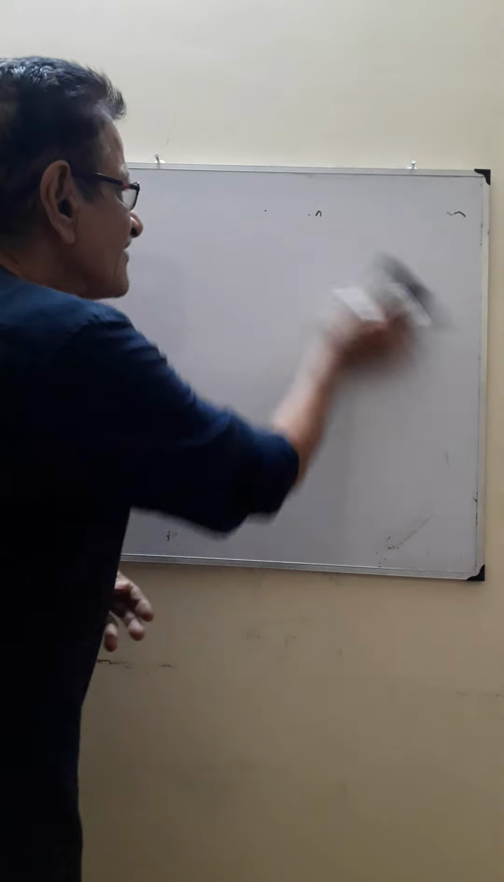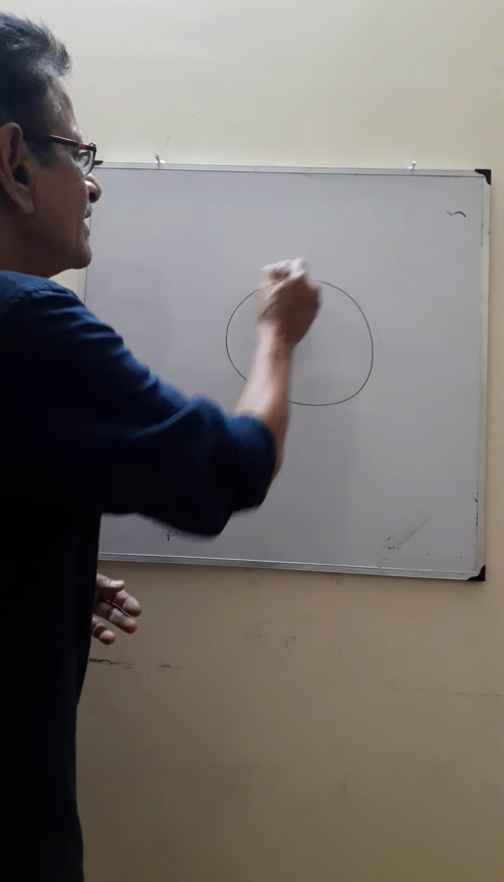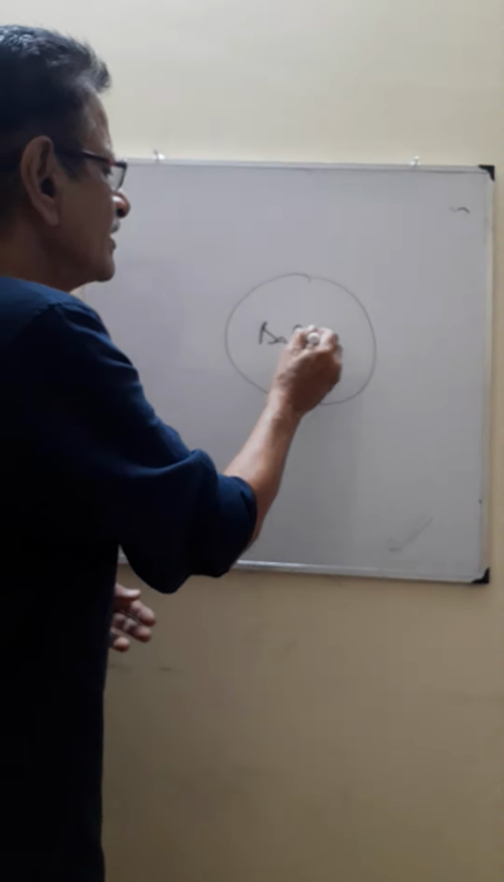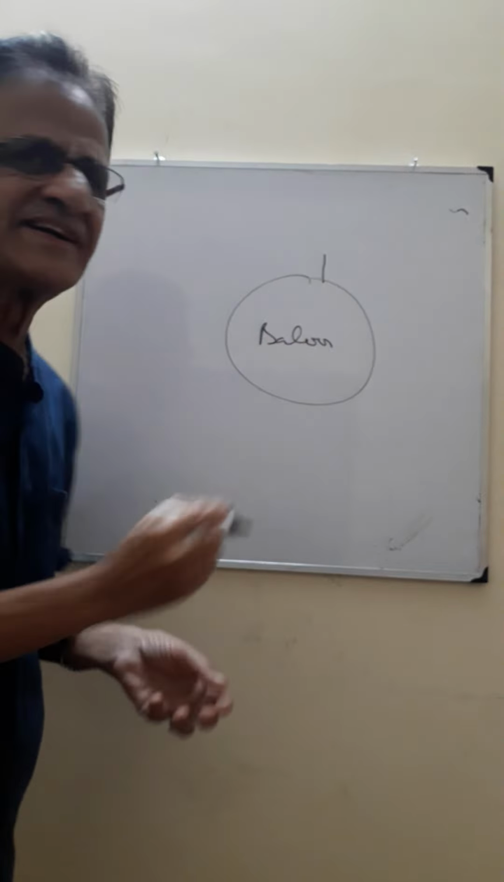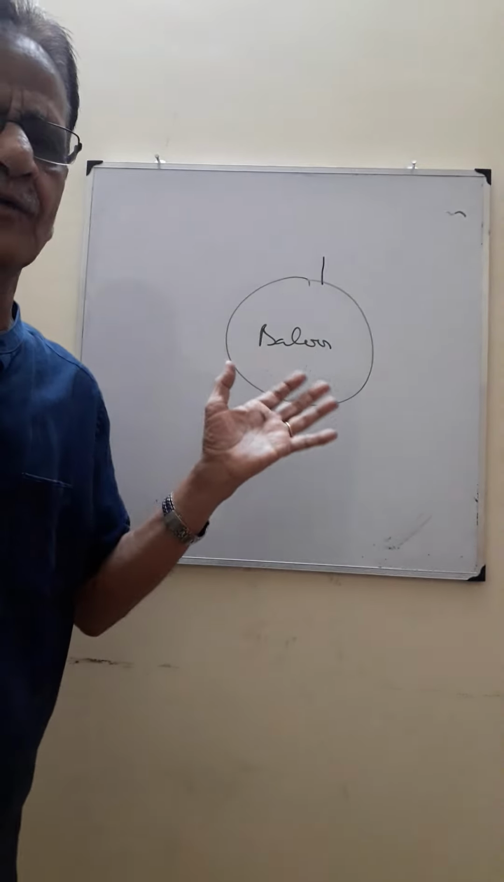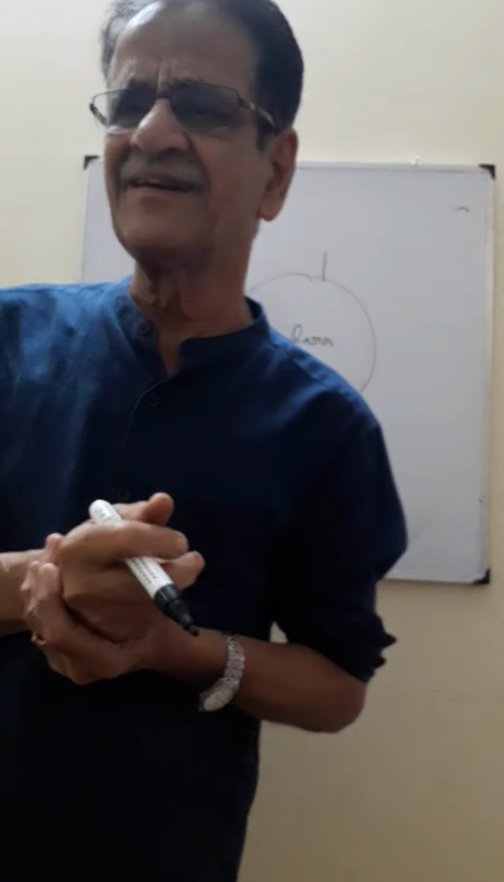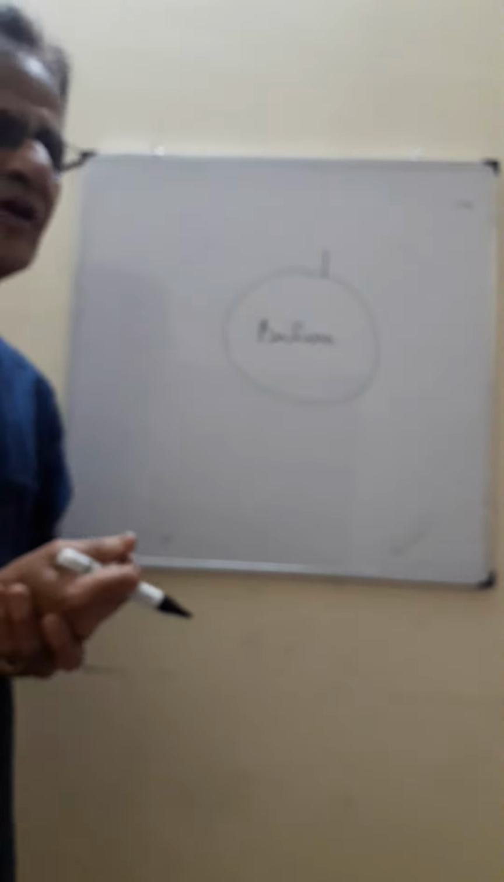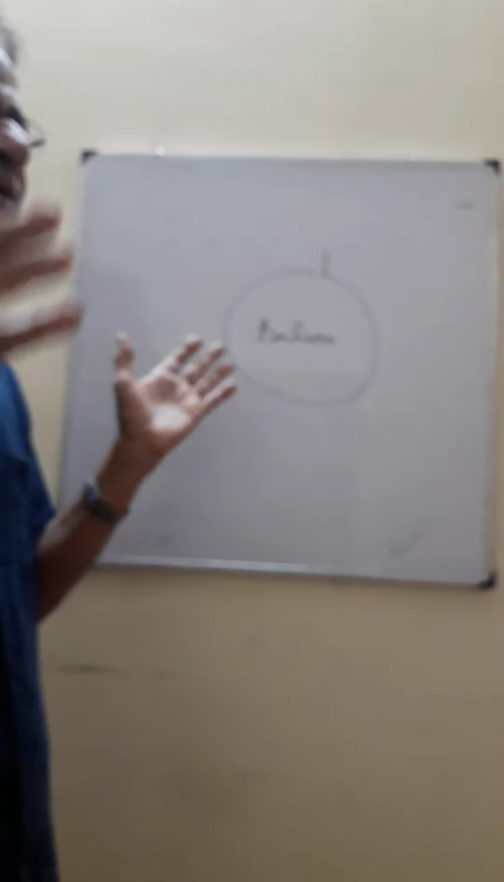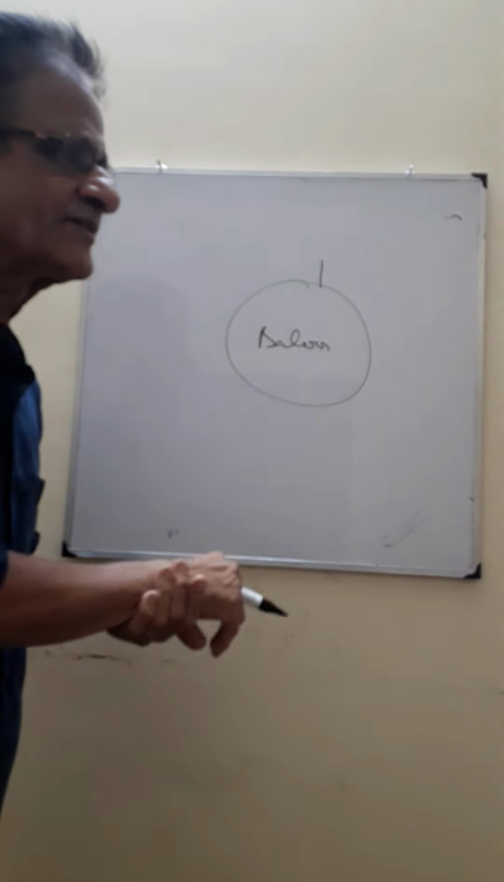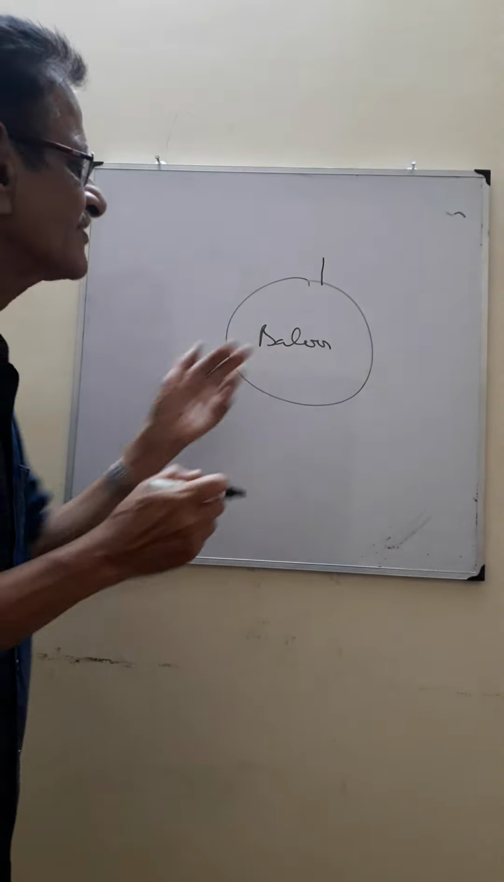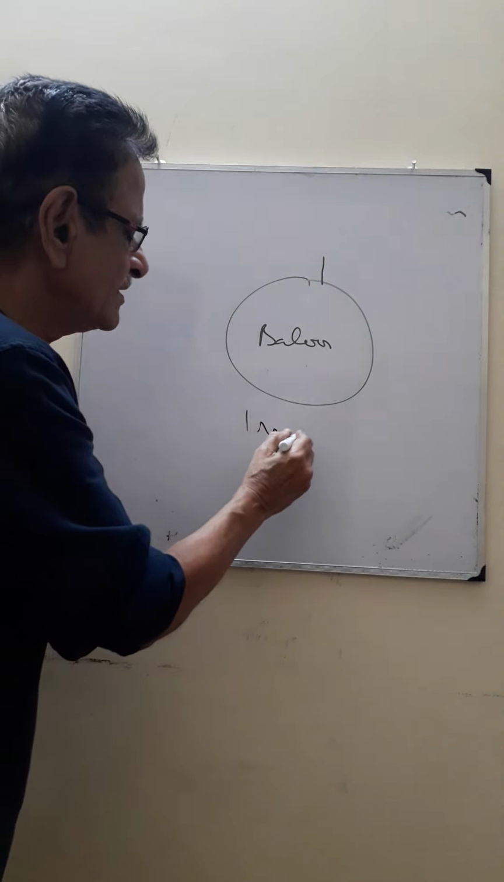Next and last question: suppose you've got a balloon, and I puncture it with a pin. What happens? It bursts immediately. Is it a reversible or irreversible process? It's an irreversible process because it's not going slowly. Suddenly it punctures and bursts, and it can't reverse back to its original position. Therefore, it's an irreversible process.